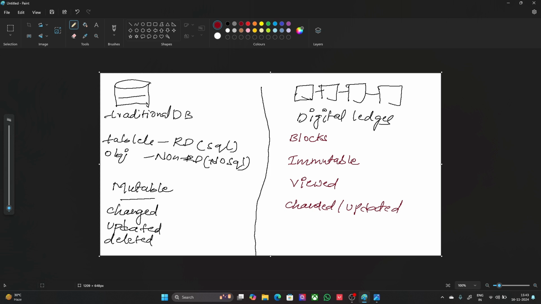The main difference is the data in the traditional databases are mutable and data in the blockchain are immutable. Means in the traditional databases they can be changed or updated and even deleted. When it comes to blockchain, they can be neither changed nor updated. They are a permanent record of data.